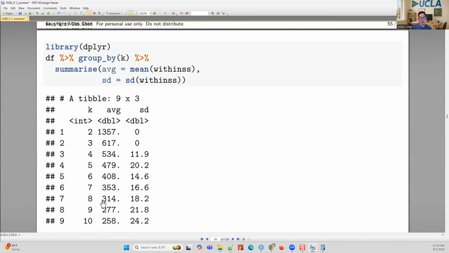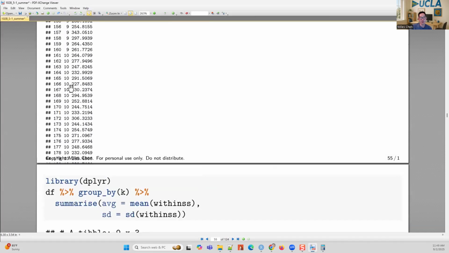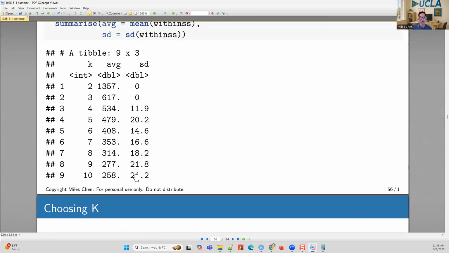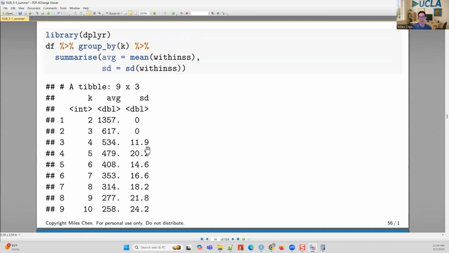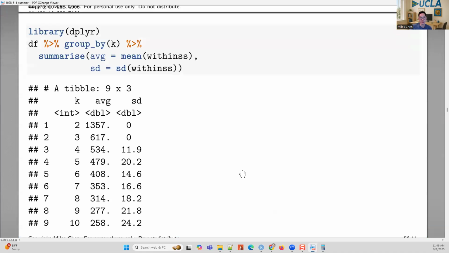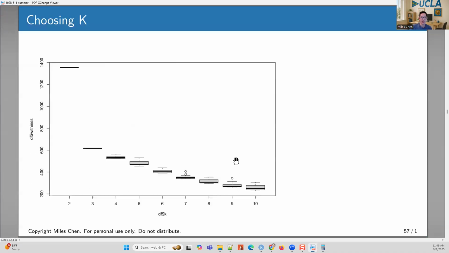With k equal to 10, I guess the average is 258. We can see sometimes it's much lower, like 230, sometimes higher, like 306. And so the standard deviation between those numbers is 24.2. So we're just looking at how much the within sum of squares changes from run to run. Here's a plot. With k equal to 2 and 3, there's no variation at all. And I made a box plot, and we can see there's a little bit of variation with each of these.